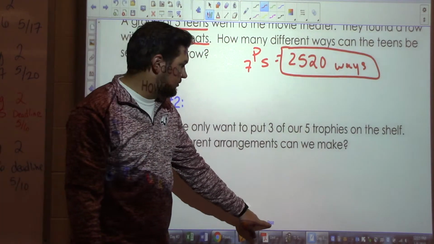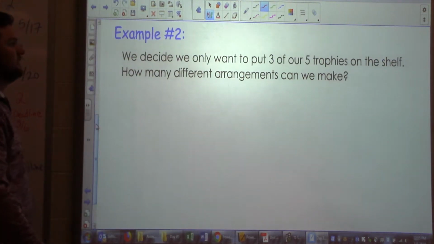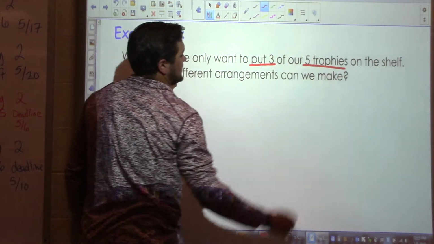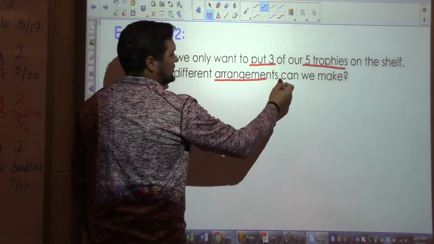Example 2. We decided we only want to put 3 of our 5 trophies on that shelf. So put 3 out of the 5 trophies on the shelf. How many different arrangements can we make?